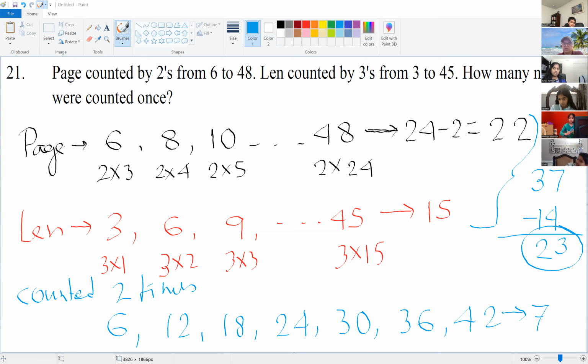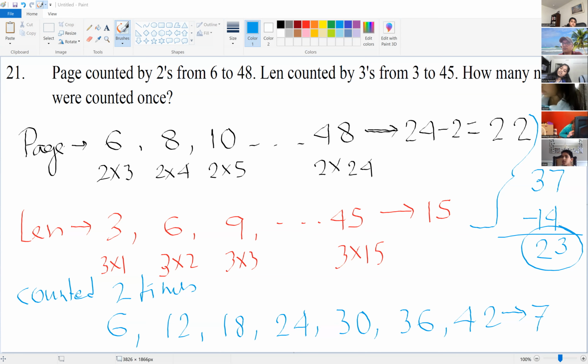Arjun, are you clear? Yeah. Arjun, you're good? Yes, I'm good. All right. Any other numbers counted once in a different way? Okay. Any other question anybody had trouble with?